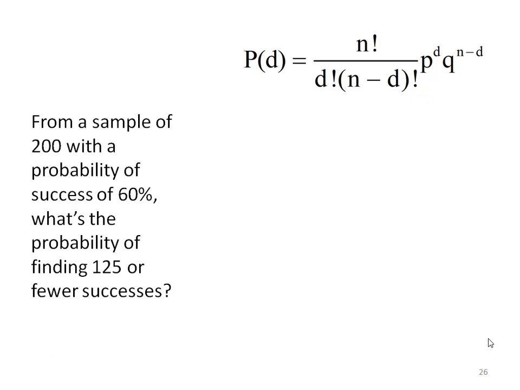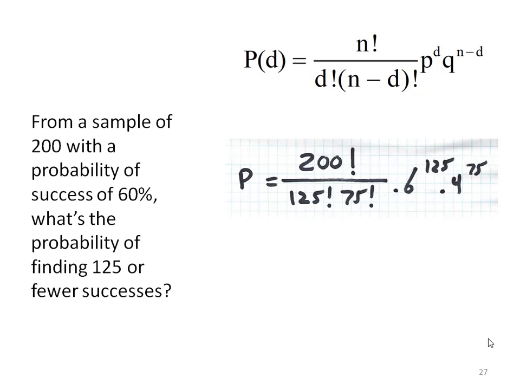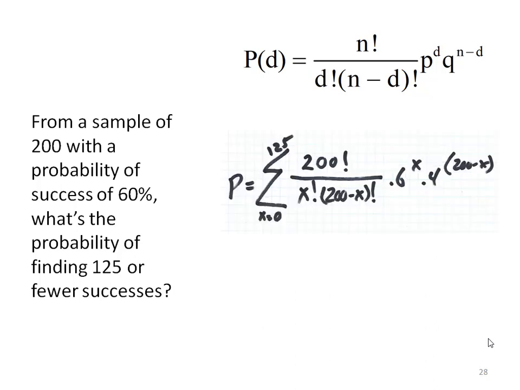So here is a sample of 200 with a success probability of 60%. What's the probability of finding 125 or fewer successes? When you fill in the equation for that, you don't want students doing this by hand. Plus, this is a discrete probability curve. They wouldn't just calculate this for 200. They've got to do it for all the different values from 0 to 125, and no student can be expected to calculate this by hand.